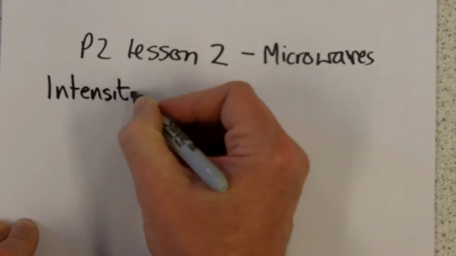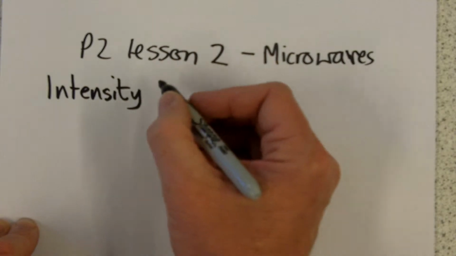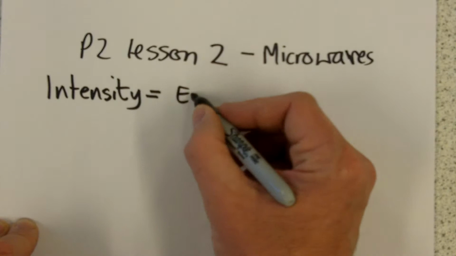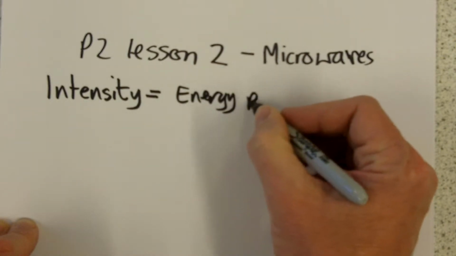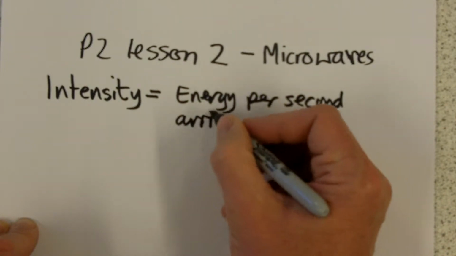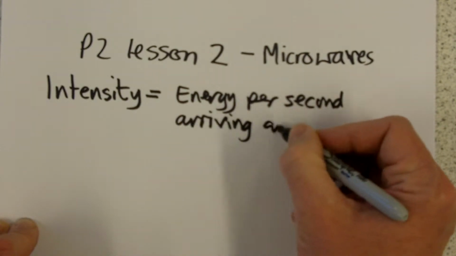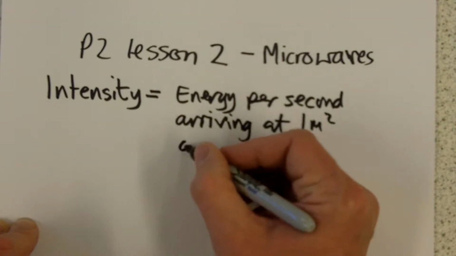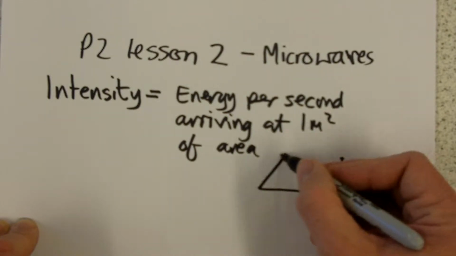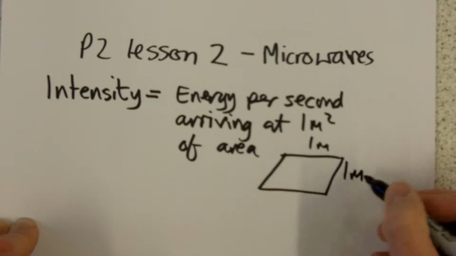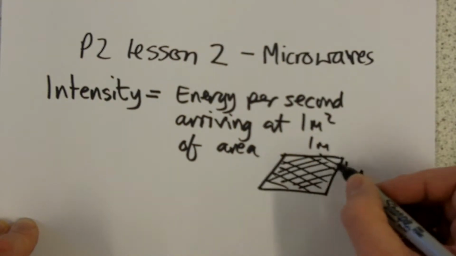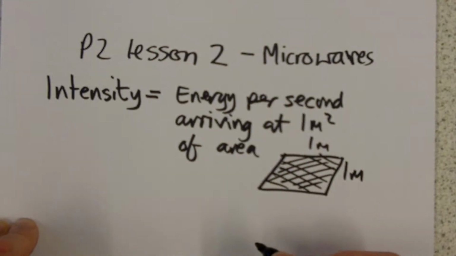much energy arrives from EM radiation, which is intensity of radiation, is the energy per second which arrives at 1 square meter of area. So if we have a 1 meter squared area, 1 meter by 1 meter, the amount of energy arriving here per second is called the intensity.